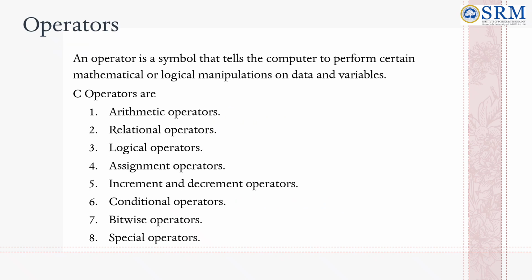Here we have operators. An operator is a symbol that tells the computer to perform certain mathematical or logical manipulations on data and variables. In C, there are 8 operators: arithmetic operators, relational operators, logical operators, assignment operators, increment and decrement operators, conditional operators, bitwise operators, and special operators. Each operator is used for different mathematical or logical operations. We will discuss each operator in detail in the upcoming lectures.